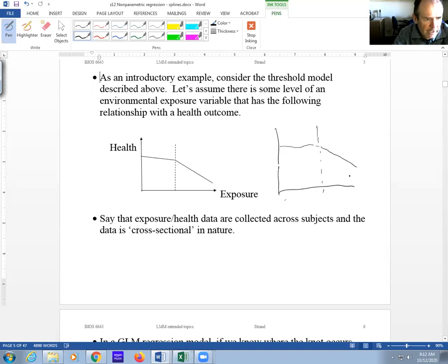So how do we model that? We have to join two regression lines together. And it's actually really easy to do.